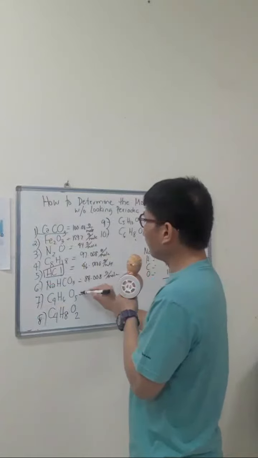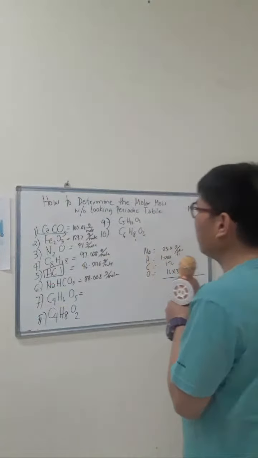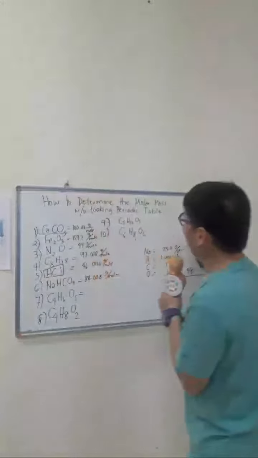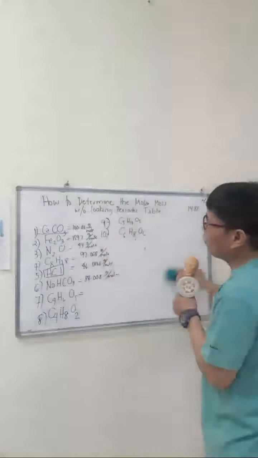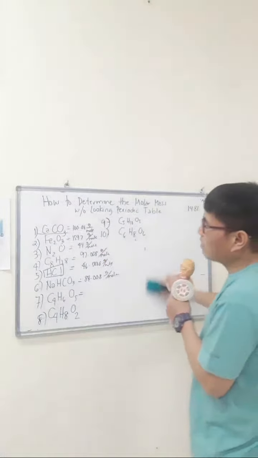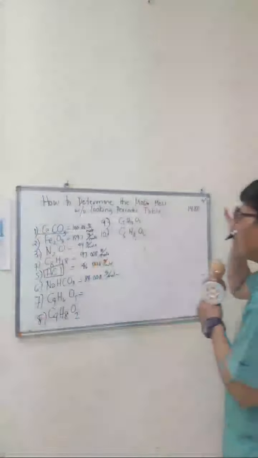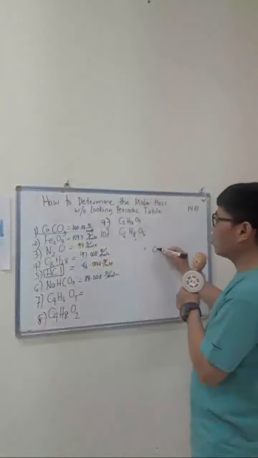Now we have the malic acid, C4H6O5. As you can notice, guys, it will just be repeatedly expressed because these are common. There's nothing complex here. So carbon is equal to 12.